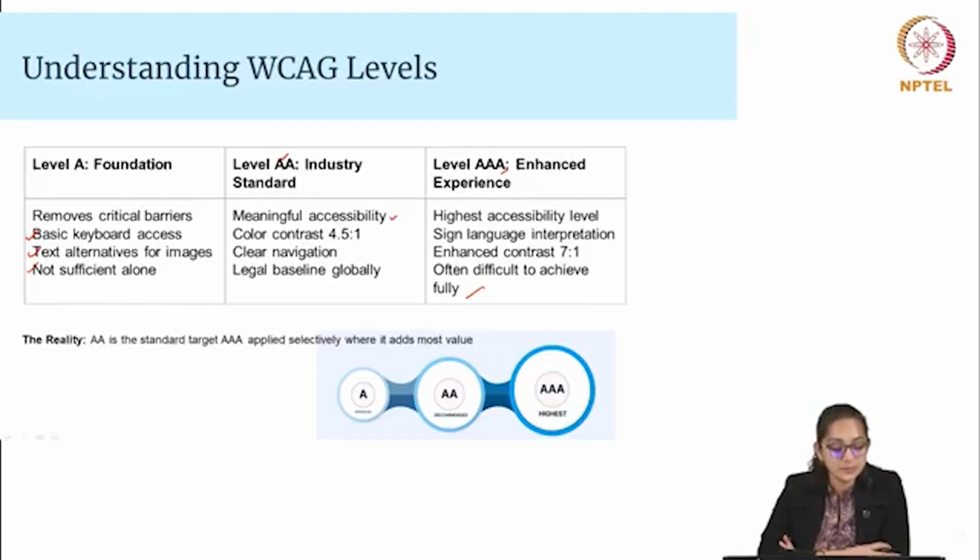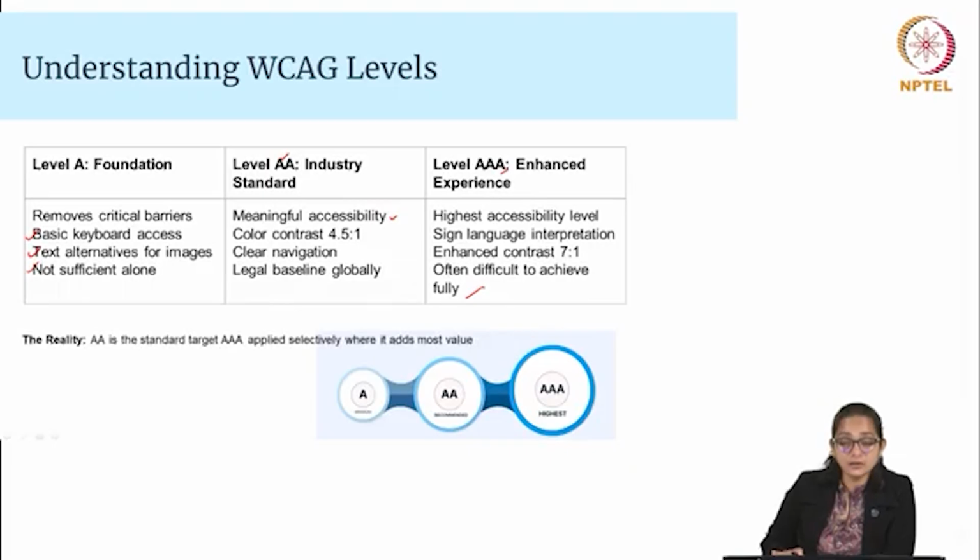So the reality is that double A is the standard target. Triple A is applied selectively where it adds the most value. Entire 100% triple A compliance is not legally required anywhere in the world, but 100% double A compliance is a legal mandate in most parts of the world, and just A foundation level compliance is not sufficient by itself. It's very foundational, and it doesn't include a lot of aspects. Basic things like color contrast also fall in the double A category and not in the A category.